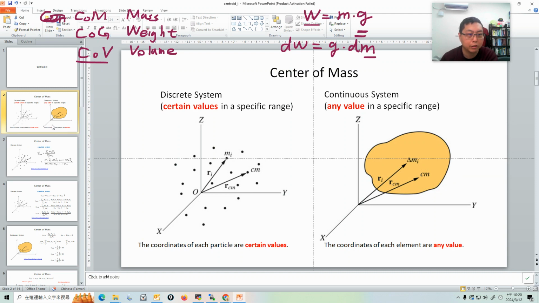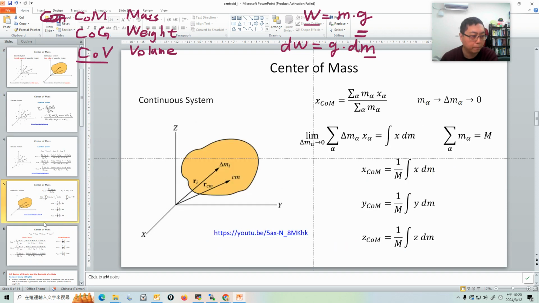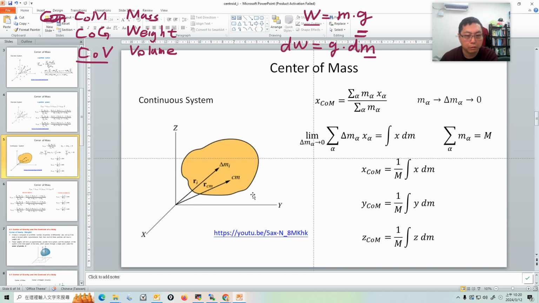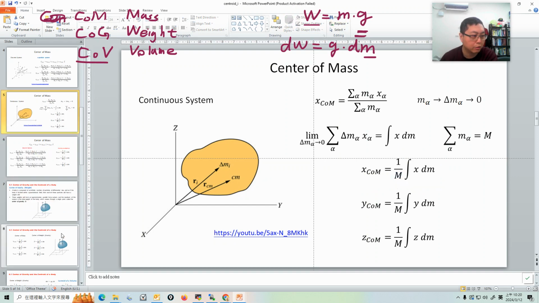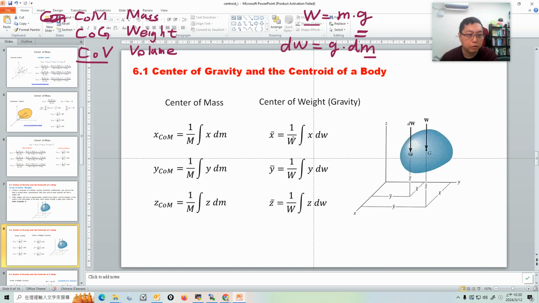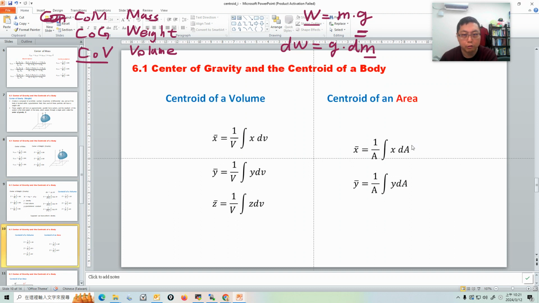Here we start from the discrete system of center of mass, and then we transform the formula to a continuous system. In the continuous system formula, we focus on the mass, the center of mass, and then we switch from the mass to the weight. Weight is mass times the gravitational constant. So for the center of weight, we have x bar, y bar, and z bar. You just switch from mass to the weight. And suppose we have uniform density and uniform gravitational constant, the center of weight will lead to the center of the body, the centroid of volume. Actually they are the same. This is the 3D case. So in the 2D case, this formula will reduce to the centroid of the area.